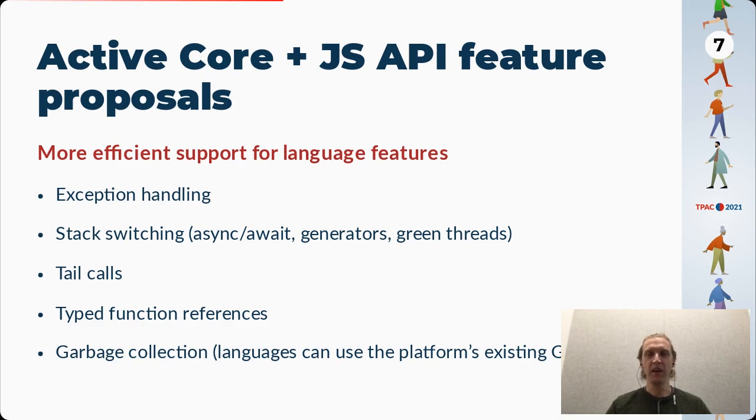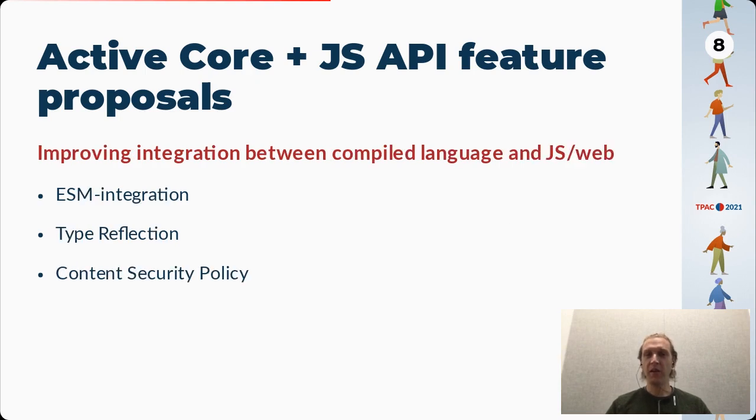This enables compiled languages to efficiently use the garbage collector that's already built into the platform, and it's used by JavaScript. The third category is improving integration between code compiled to WASM and its surrounding web environment. So this is, for example, exposing compiled WASM modules as ECMAScript modules, type reflection to expose WASM types into JavaScript, and web content security policy, which integrates with existing mechanisms for securing web apps.